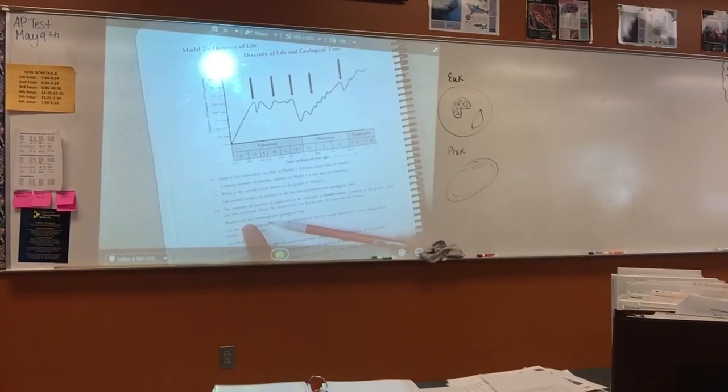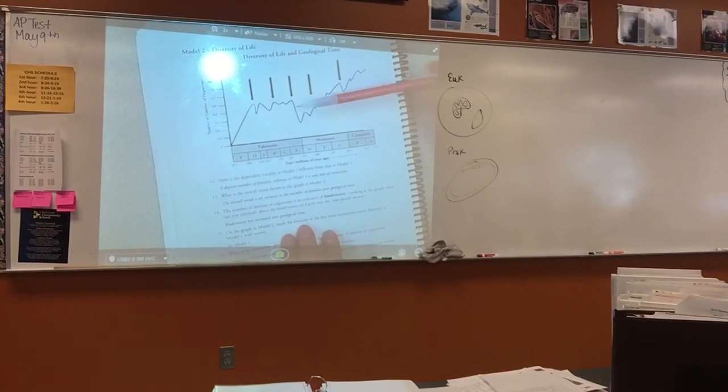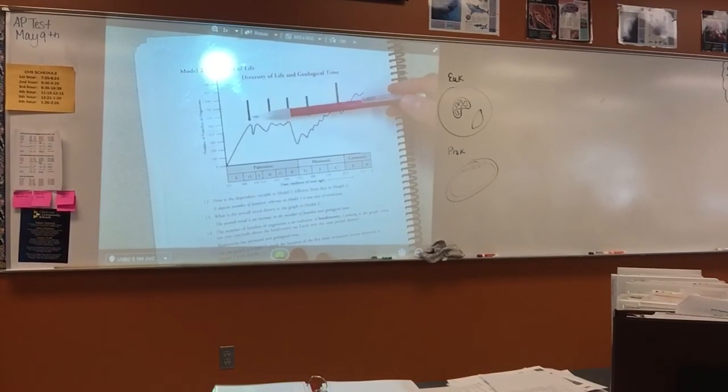So then 14 asks you about biodiversity. So that's the diversity of living things. So then if there's more families, then there's more diversity. So diversity also has increased over time. So then it asks you to mark the locations of the 5 mass extinctions here. So that's what these arrows here are. So the timing of those.